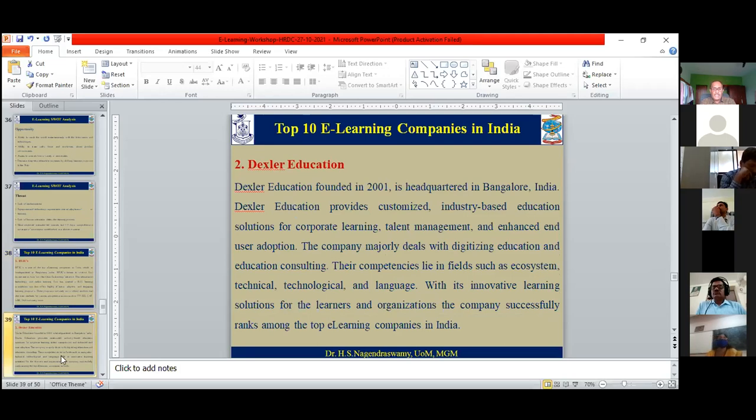Another is Extramarks Education, very similar to Byju's. It was founded in 2001, and it is again headquartered in Bangalore, India. This company provides customized industry-based education solutions to corporate learning.